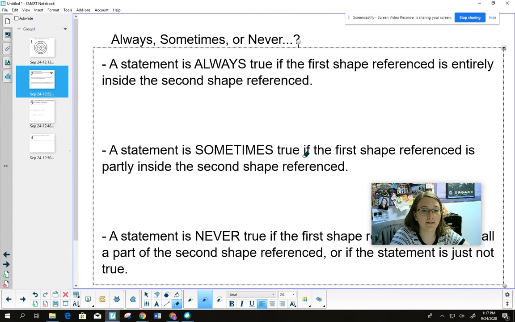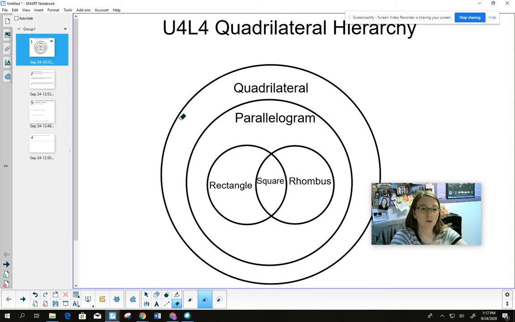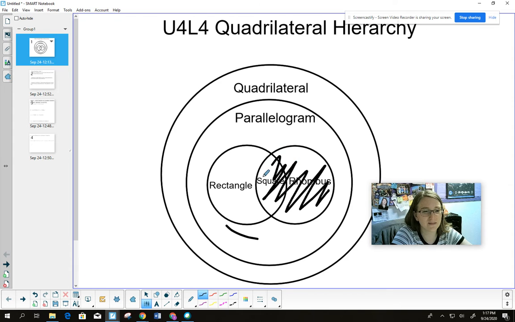Now, it is sometimes true if the first shape referenced is only partly inside the second shape referenced. So if we flip-flop this and say a parallelogram, that's now the first shape, is a rhombus, we want to say if that is always, sometimes, or never true. Well, here's parallelogram. Only part of a parallelogram is made up by rhombus. So this would be sometimes true. A parallelogram is a rhombus is only sometimes true because we have all of this space here that is not rhombus. We've got this space that is a rhombus, but sometimes it's not.